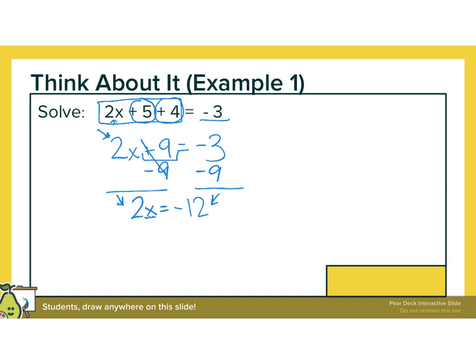Now, I still want this x to be by itself. It is attached to this 2 by multiplication. So I'm going to do the last step and isolate this x by doing the opposite of multiplication, which is division. So I'm going to divide both sides by 2. This becomes 1x. I don't have to write the 1. Negative 12 divided by positive 2 is negative 6. Put your answer in the box, and you are done.